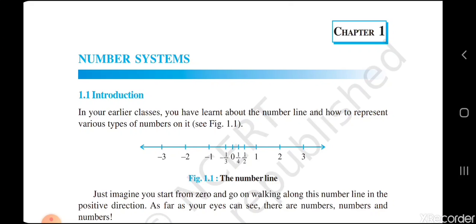Next we learn the collection of rational numbers and irrational numbers are called the real numbers.